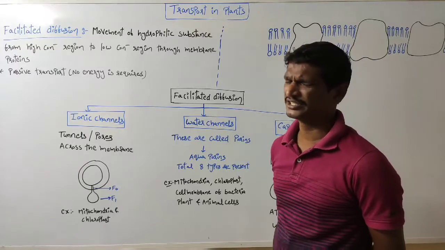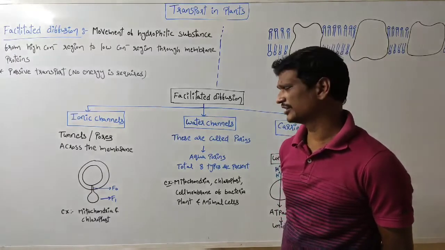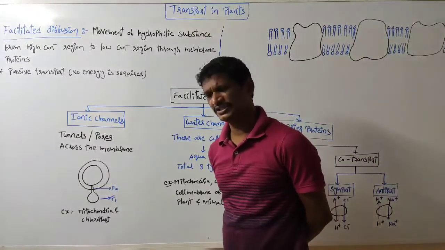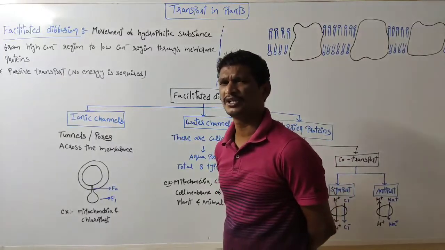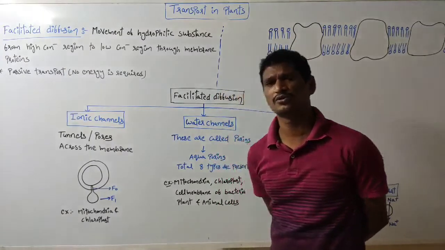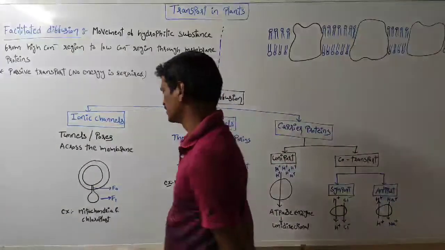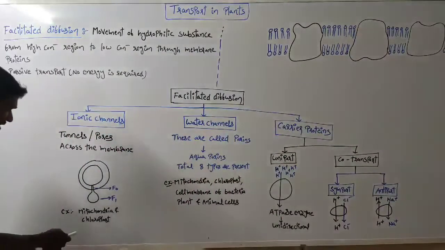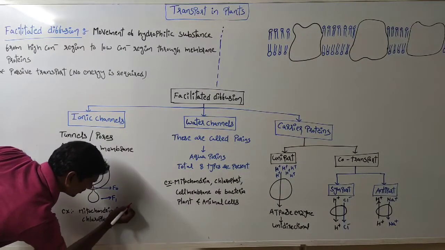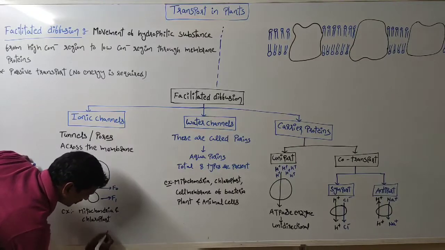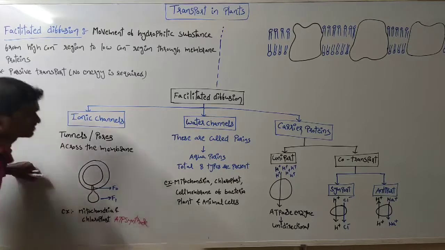Special proteins are there. These are nothing but ATP synthase enzymes, which are involved in the synthesis of ATP. Within that ATP synthase enzyme, there is an F0 part and an F1 part, which are responsible for the transportation of the H plus ions, followed by ATP synthesis. So that is about the ionic channels. Mitochondria and chloroplast having ATP synthase enzyme is the best example.